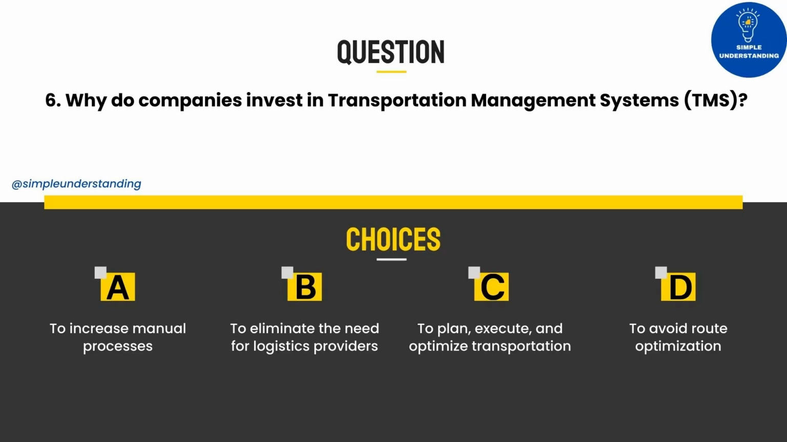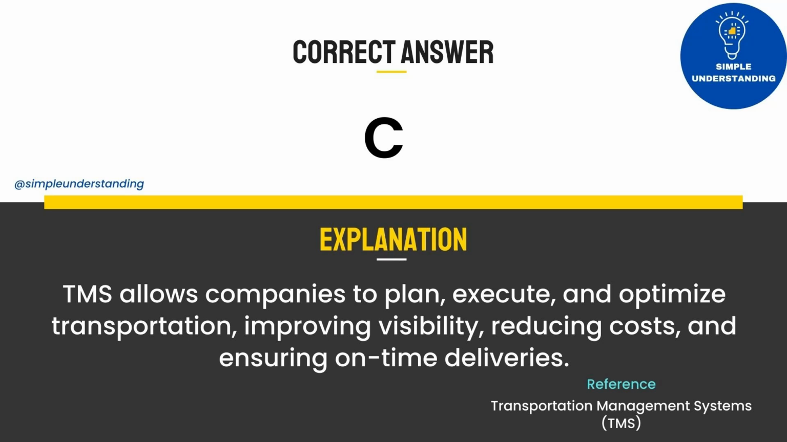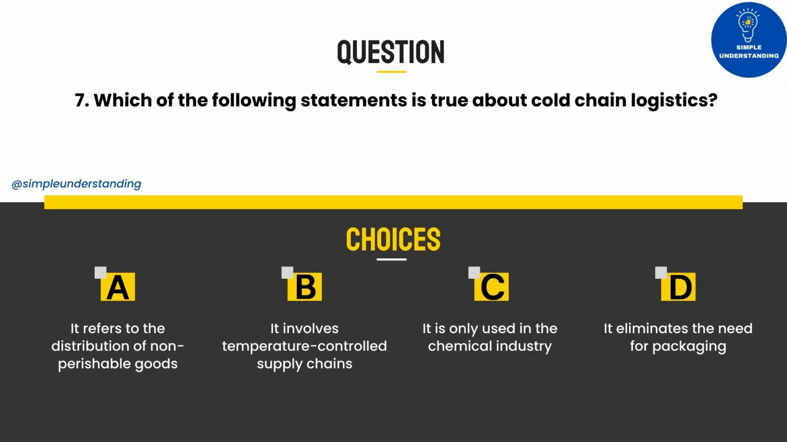6. Why do companies invest in transportation management systems, TMS? A. To increase manual processes. B. To eliminate the need for logistics providers. C. To plan, execute, and optimize transportation. D. To avoid route optimization. Answer C. Overall explanation: TMS allows companies to plan, execute, and optimize transportation, improving visibility, reducing costs, and ensuring on-time deliveries.